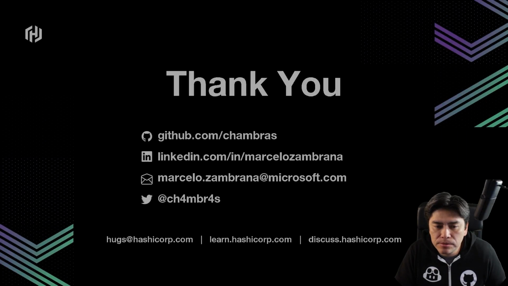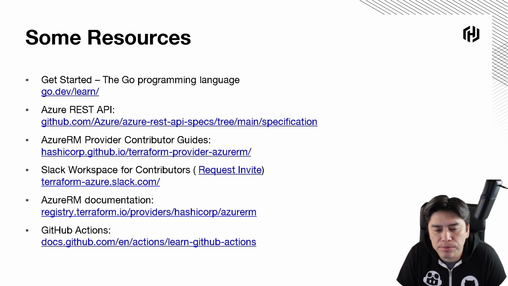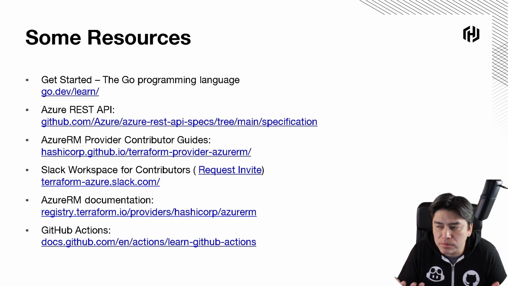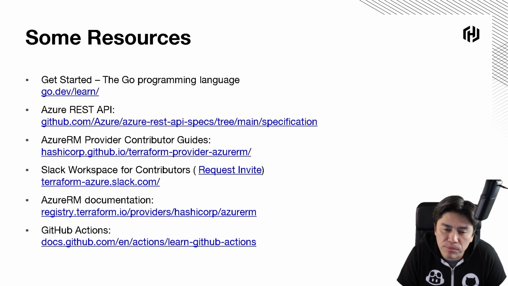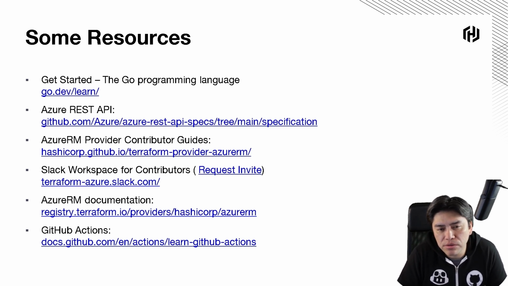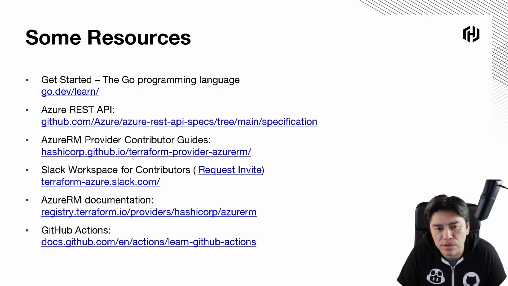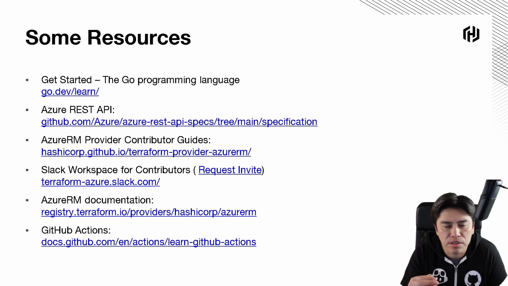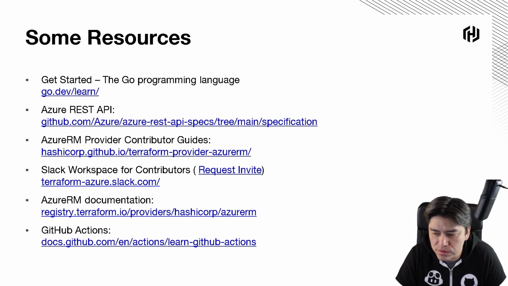But some resources, if you want to get started with Go, that's a great link to start: go.dev/learn. It's amazing. There is some documentation on the official REST API for Azure, the AzureRM provider. Some documentation about how to contribute, the guides for the contributors. We do have a Slack workspace, so there's a link if you want to request an invite. The AzureRM documentation, and I put a link to the GitHub Actions. That's what I use to orchestrate the automation of these dev environments. So it runs Terraform and then Ansible to do all the post deployment configurations.